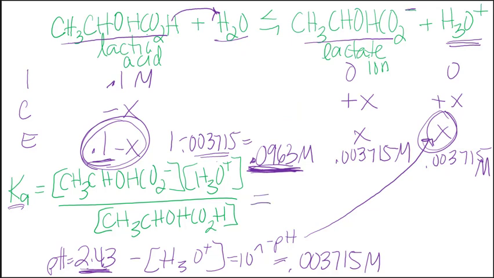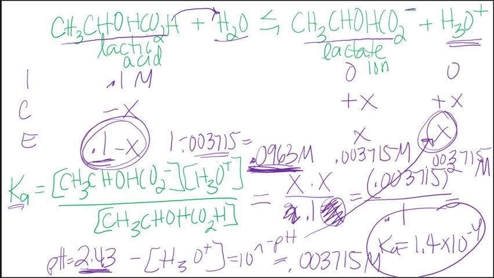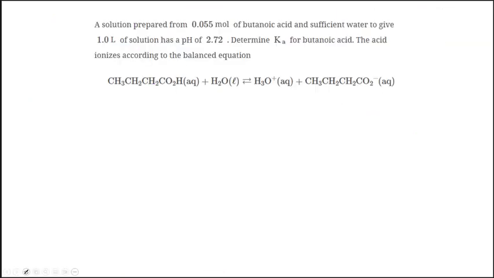So if I were to set this Ka expression up and I said x times x over 0.1 minus x, I can say, you know what, that difference is so little, we can just neglect it. So let's plug in our 0.003715 and square that and put that over 0.1. Then we can solve for Ka. And we would get a value of 1.4 times 10 to the negative 4 for my Ka value for this weak acid. Let's look at another similar example.